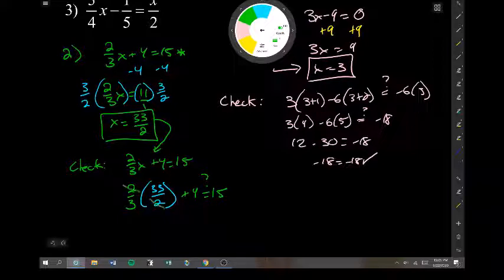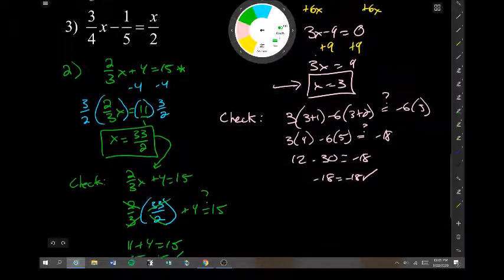these 2's cancel out immediately. And that'll happen really frequently. The fraction just cancels immediately. 33 divided by 3 is just 11. And yes, 11 plus 4 does equal 15. So my check is good. You're going to be solving and checking in your homework. Here's the last one.